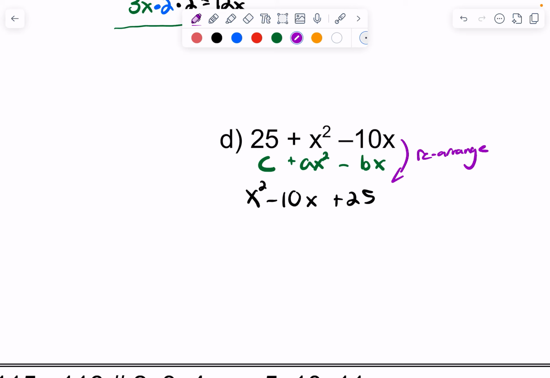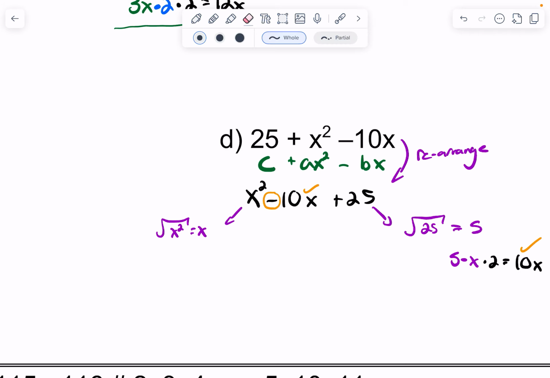All right, do your check. Is x squared a square? Yes. Is 25 a square? Yes, it's 5. Does 5 times x times 2 give you your middle term? Well, that gives us 10x. And yes, 10x. And here I see 10x. But notice that this 10x right here has a negative. So nothing changes so far, right? You've identified this to be a perfect square.